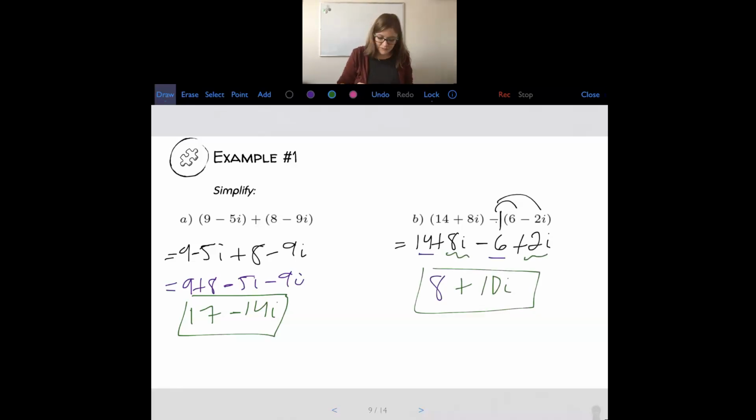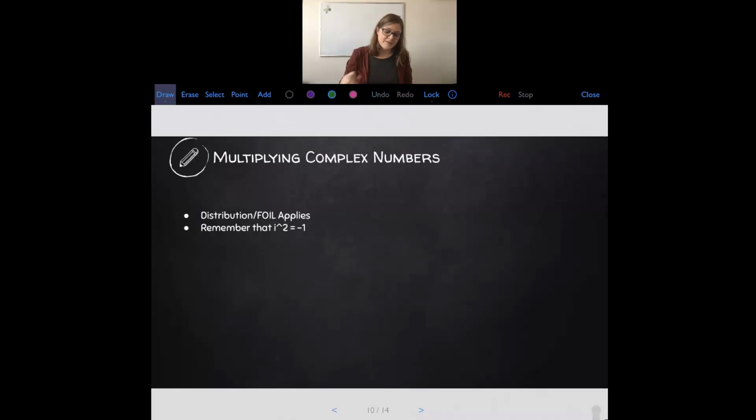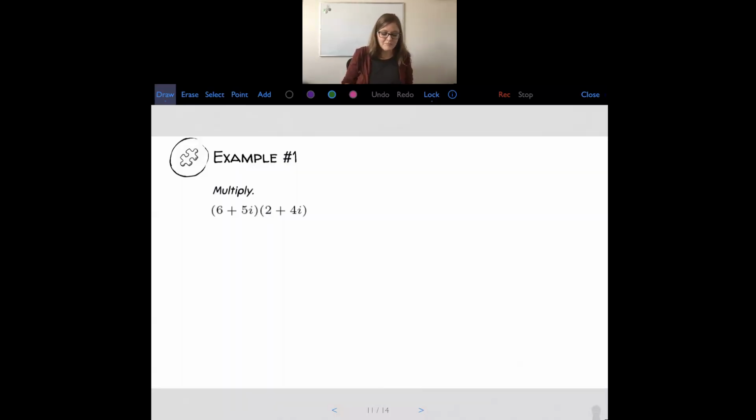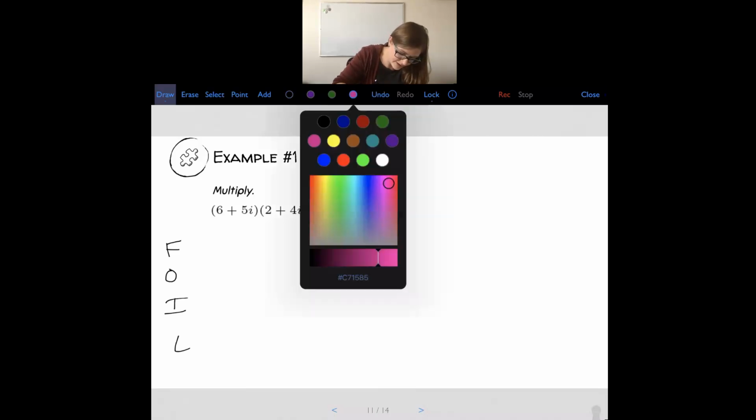Okay. Next, what we'll talk about is multiplying complex numbers. So you can still use distribution or FOIL, and then just remember that i squared is equal to -1. So example 1, multiply. So we have 2 terms times another 2 terms, so you can use the FOIL method. So that's what I'll go over here, where we do first, outside, inside, last. Okay, let me get some different colors here.